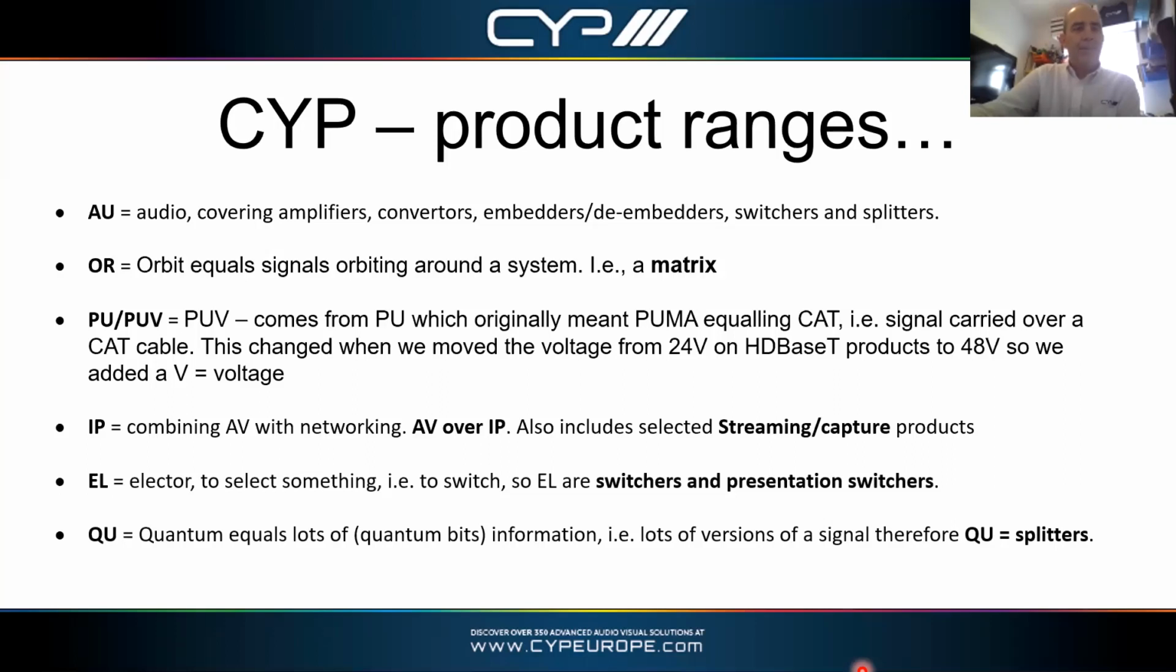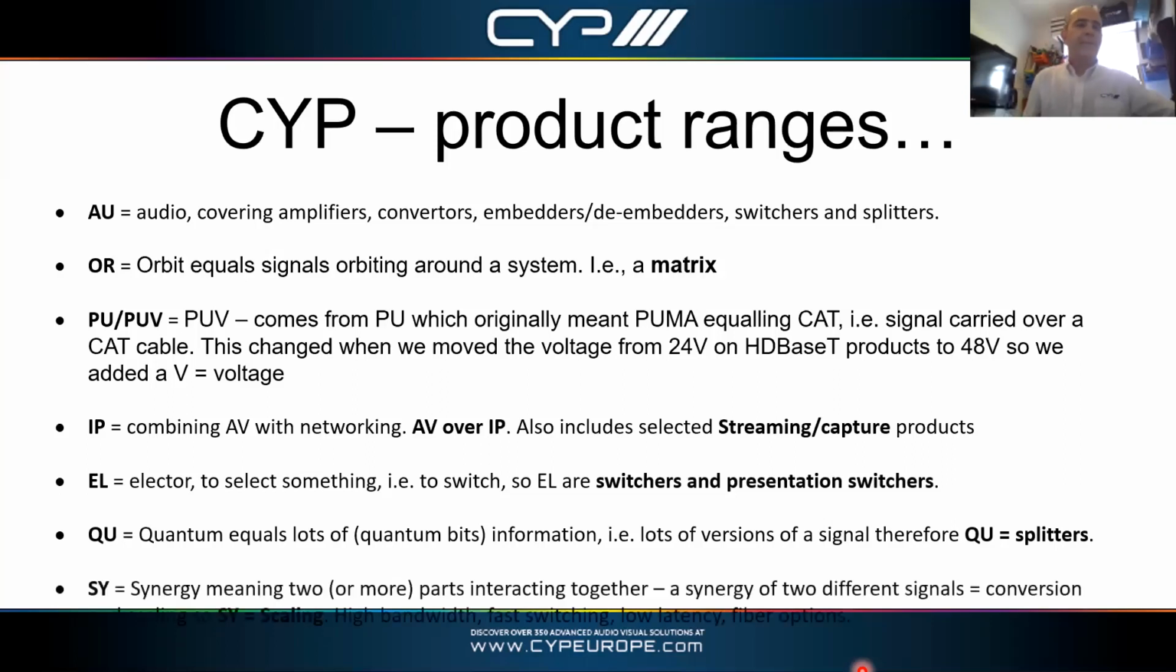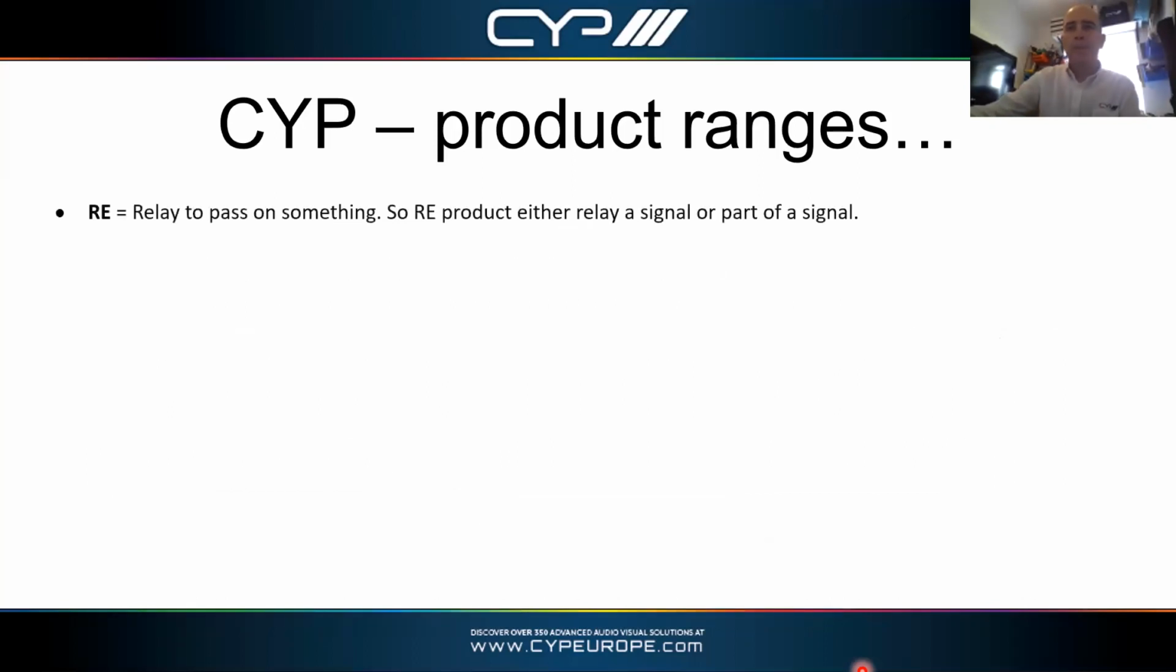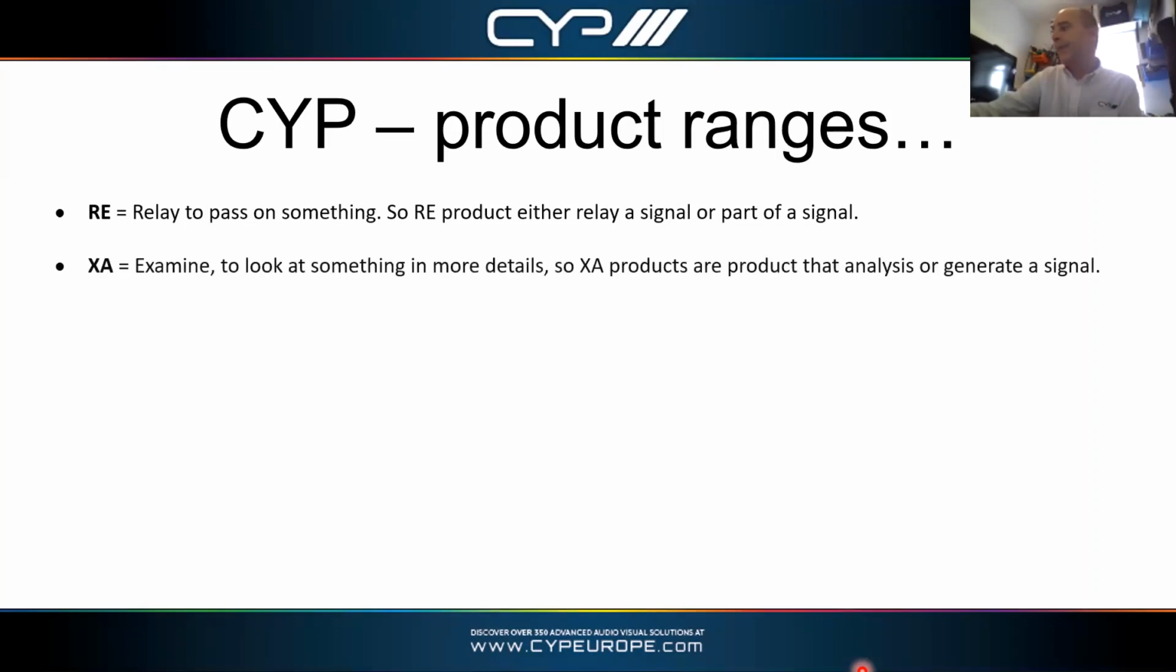These are all very clever model codes. SY, so that's a synergy of more than one thing, so that will be things like conversion products as such, and we'll go through a few of those today. RE, which is then relay products, so relaying part of a signal or all of a signal. XA, which is then our examine products, so testing products, signal analysis basically, and pattern generators.